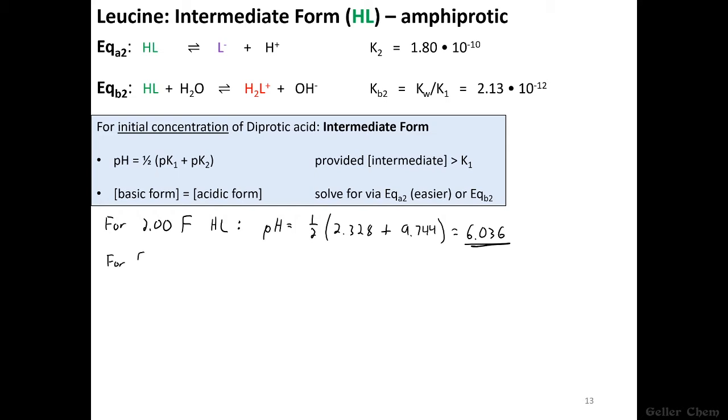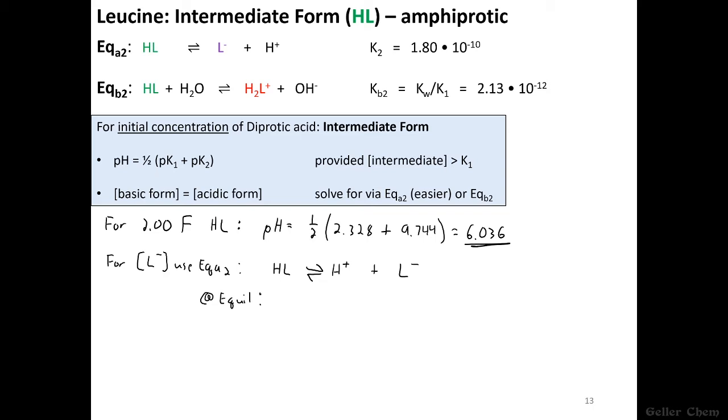For concentration L-, use EQA2. And I'll write it out. HL dissociates into a proton and the fully deprotonated basic form, L-. And then let's write part of our ice table, specifically the end, at equilibrium.